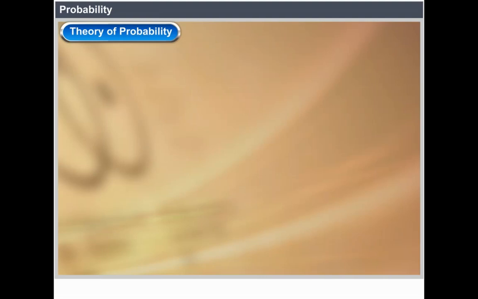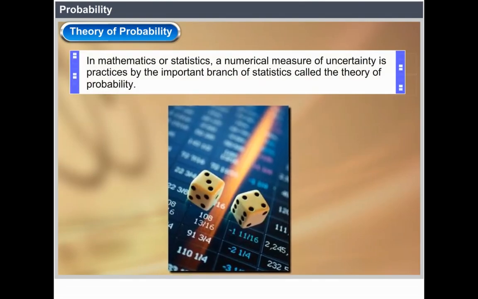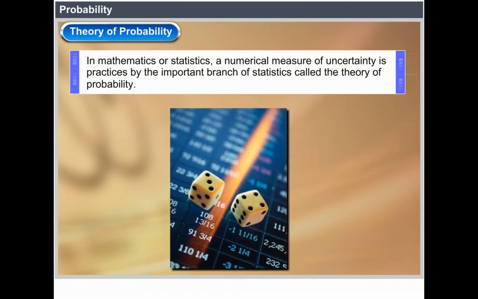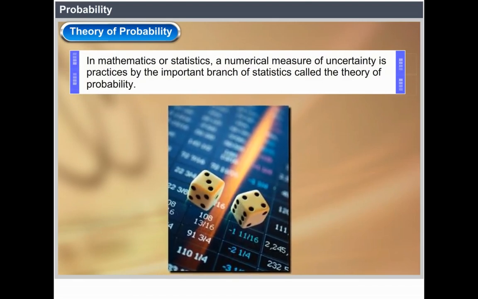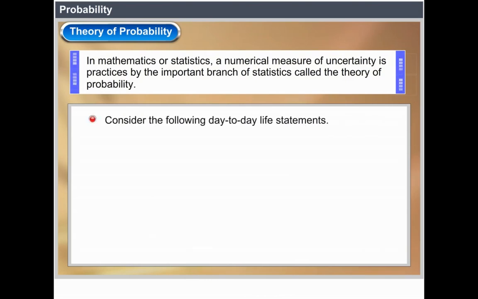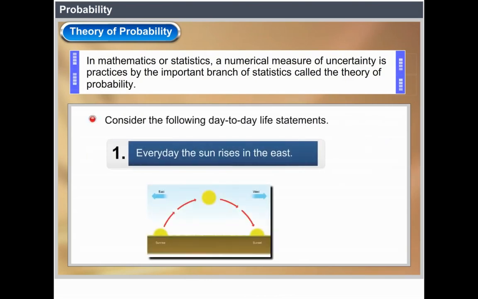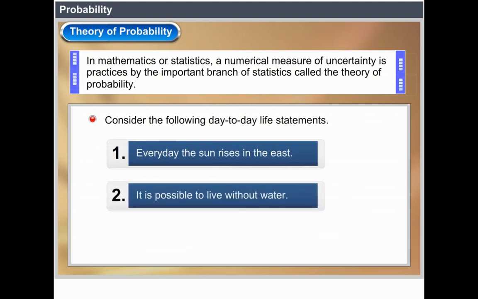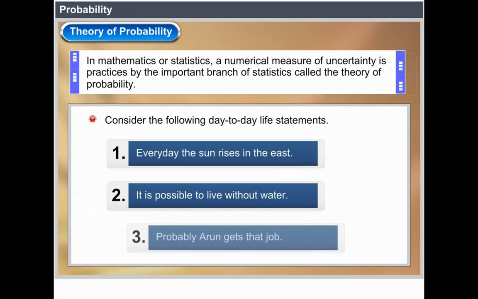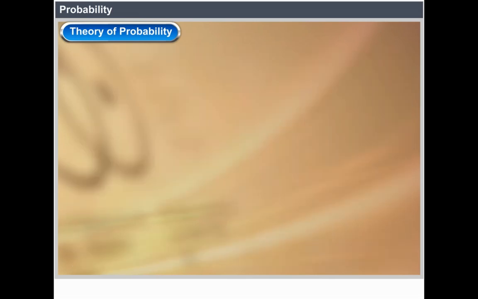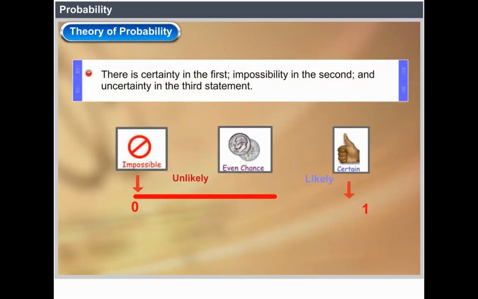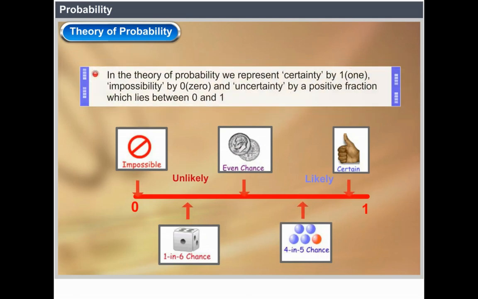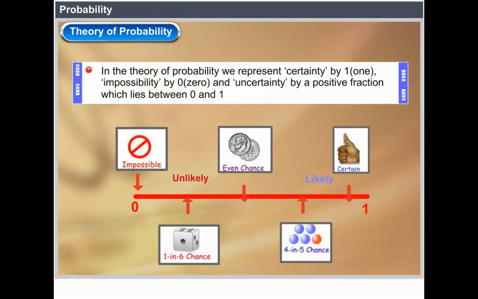Probability. Theory of probability. In mathematics or statistics, a numerical measure of uncertainty is provided by the important branch of statistics called the theory of probability. Consider the following day-to-day life statements. Number 1. Every day the sun rises in the east. Number 2. It is possible to live without water. Number 3. Probably Arun gets the job. Look at the above statements. There is certainty in the first, impossibility in the second, and uncertainty in the third statement. In the theory of probability, we represent certainty by 1, impossibility by 0, and uncertainty by a positive fraction which lies between 0 and 1.